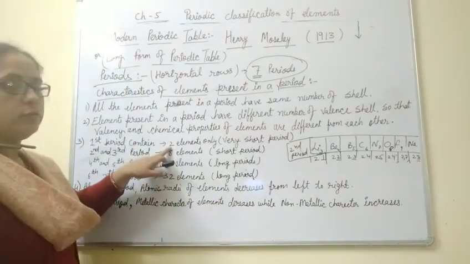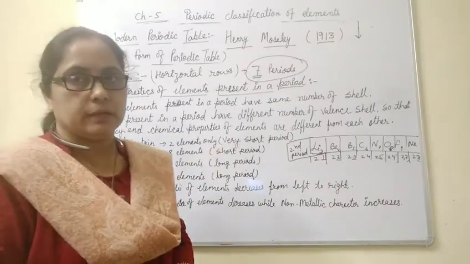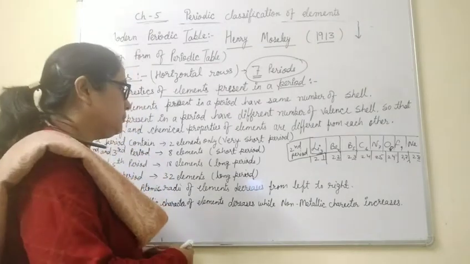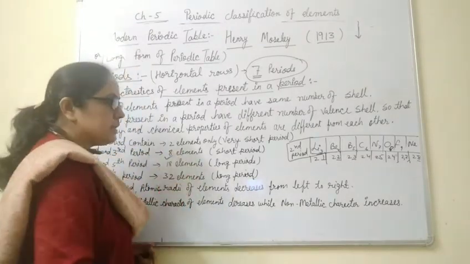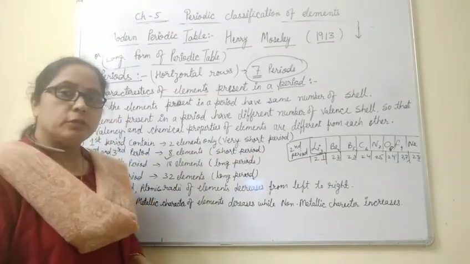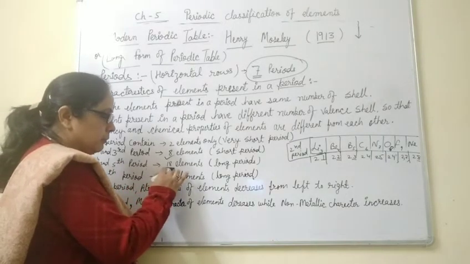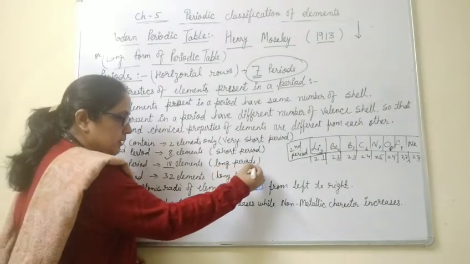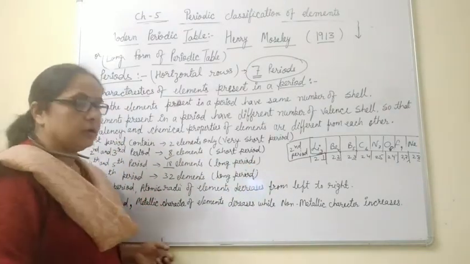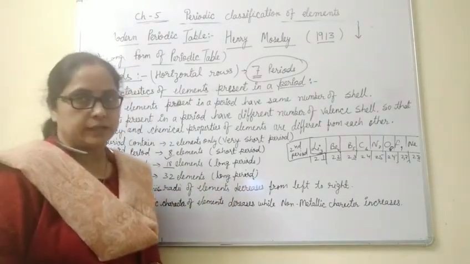Next characteristic is the number of elements in periods. The first period contains only 2 elements, hydrogen and helium, so the first period is called the very short period. The second and third periods contain 8 elements, and they are called short periods. The fourth and fifth periods contain 18 elements, so they are called long periods, while the sixth and seventh periods are called very long periods because they contain 32 elements.